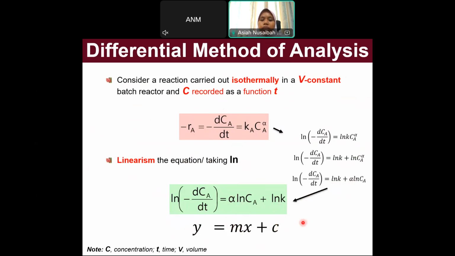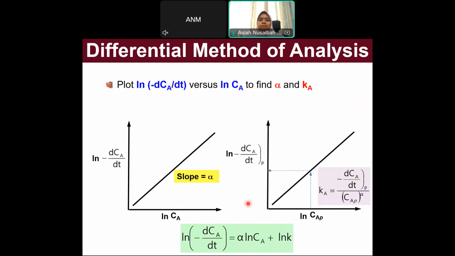So we can find our alpha and also ln k when we draw a linear graph, by finding the y value, ln of minus dCA over dt, and also x, which is ln CA. We have to plot the graph.